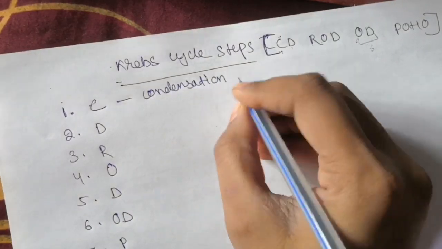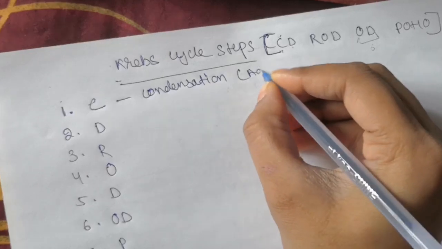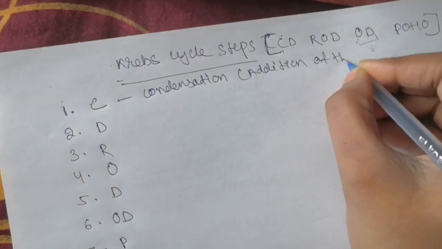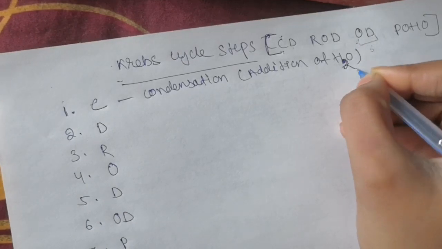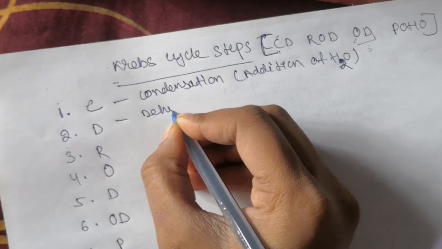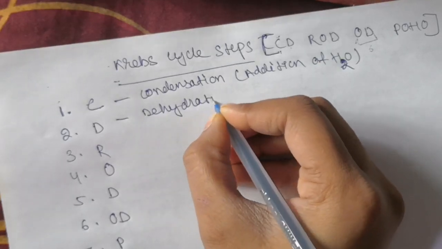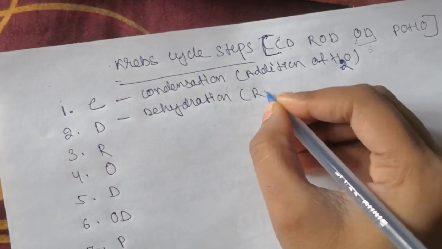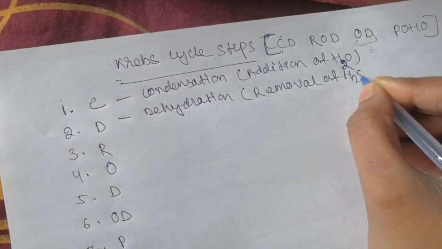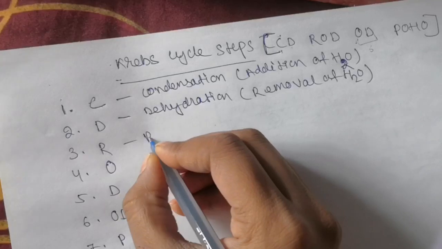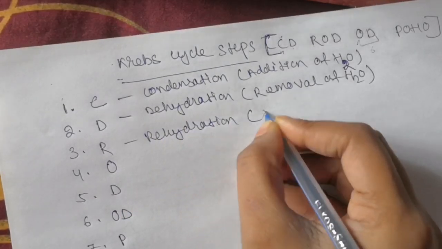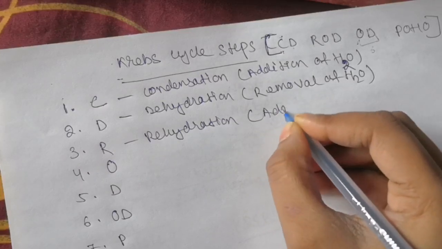C stands for condensation. Number 1 reaction is condensation. That means addition of water. Addition of water is known as condensation reaction. Then second one is dehydration. D stands for dehydration. This means the removal of water. Okay. Then third one is rehydration. Rehydration means addition of water.